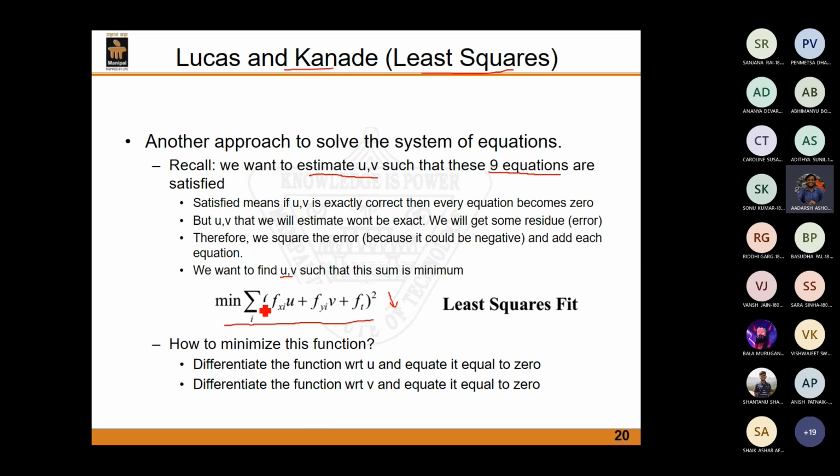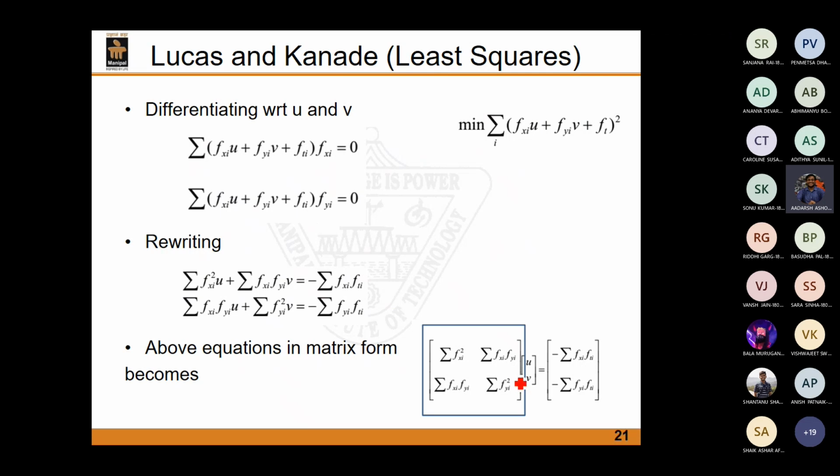If you look at this, what we have is sigma i, (fxi u plus fyi v plus fti) the whole square. So you are just taking the square of these gradients and summing it over i, which is over the neighborhood that we are considering, right? And then you are trying to minimize this problem. In order to minimize this, we can differentiate the function with respect to u and equate it to 0, and again differentiate the function with respect to v and equate it to 0, right? So what we would get would be like this.